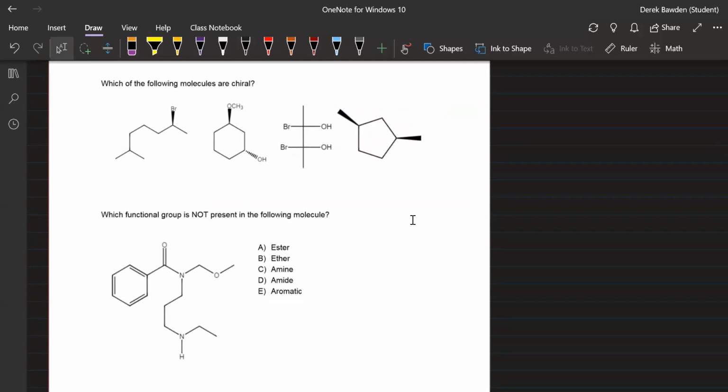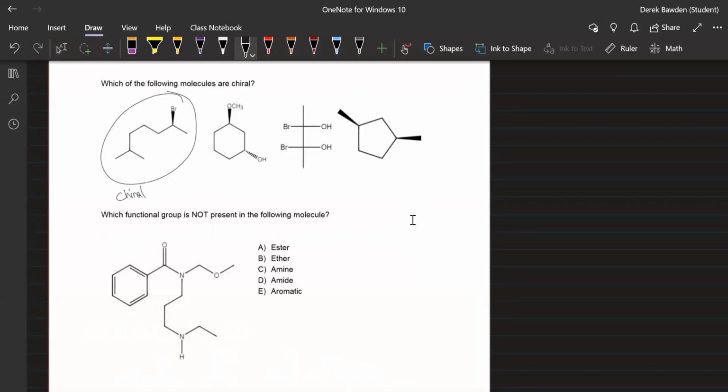I just want to make sure that you see an example of all that you could possibly see on your exam. So we want to determine which of the following molecules is or are chiral. In order to be chiral, it needs to have a stereocenter that does not have a plane of symmetry. So what do we think about this first one? Does it have a stereocenter? Yes. Our bromine is the top of our stereocenter. And is there a plane of symmetry in this molecule? No, not really. So this one is chiral.